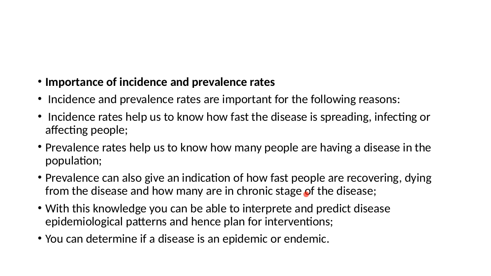So prevalence can also give an indication of how fast people are recovering, dying from the disease, and how many are in chronic stage of the disease. That we are being given each and every day. We are normally being given by the Minister of Health the number of people that are recovering, the number of people that are dying from the coronavirus, and the number of people who are at critical or chronic stage of the disease. So by that, it will help you know how severe this disease is. If the disease is very severe, you'll find many people going to chronic stage or even dying, and fewer people recovering.